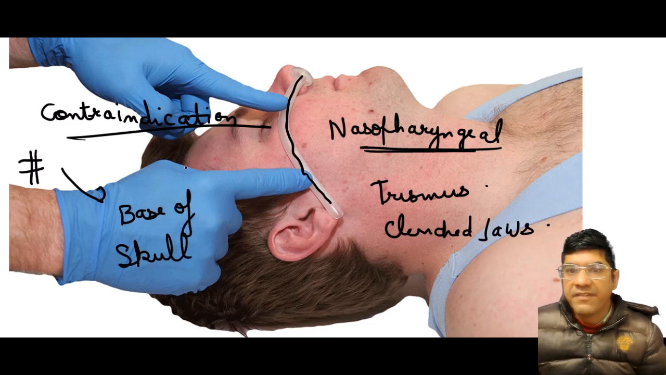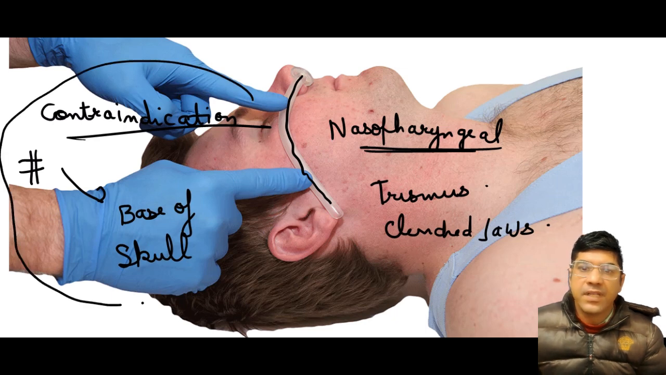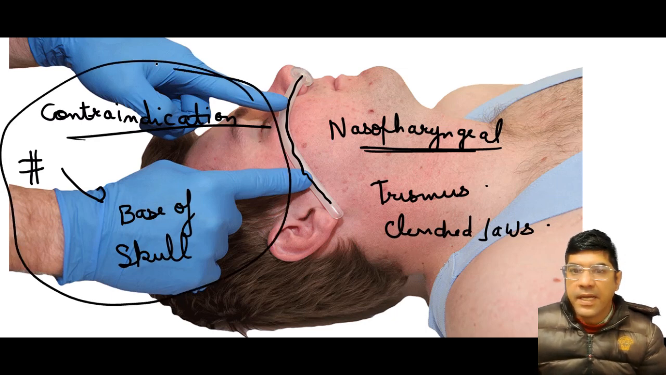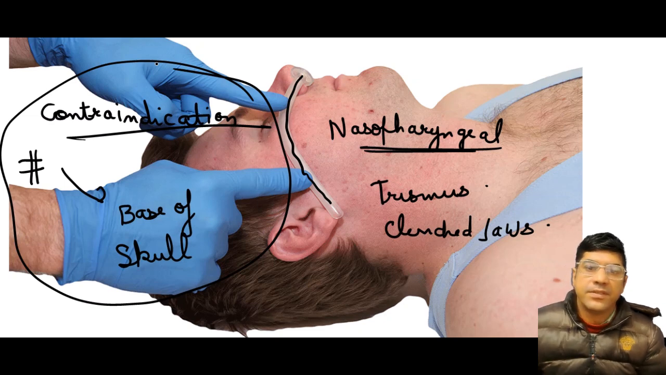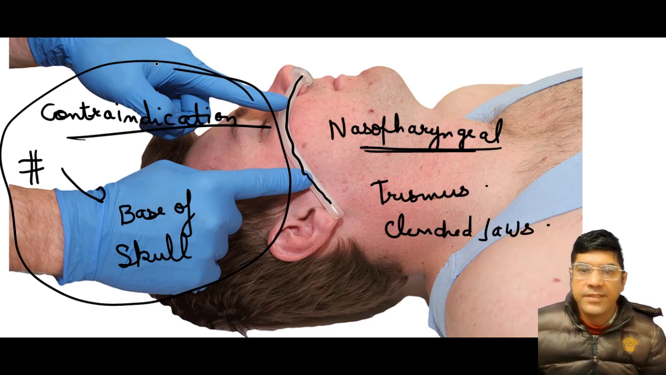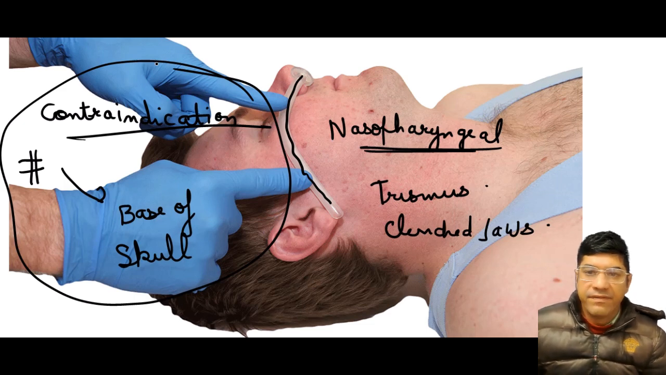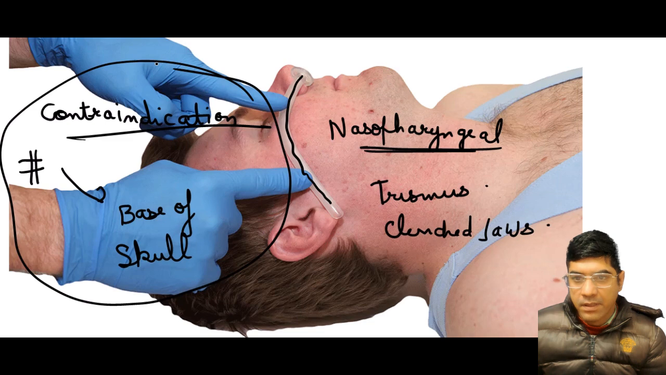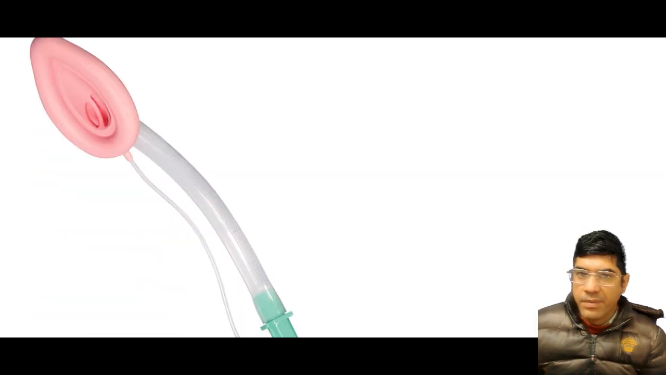So if there is an existing fracture in this area, the insertion of this nasopharyngeal airway can worsen the injury, causing bleeding and potential damage to vital structures. That can further lead to neurological complications, hemorrhage, or further trauma. That is why it is contraindicated when there is evidence of fracture at the base of skull. That is an important point that you have to remember for your entrance exam.